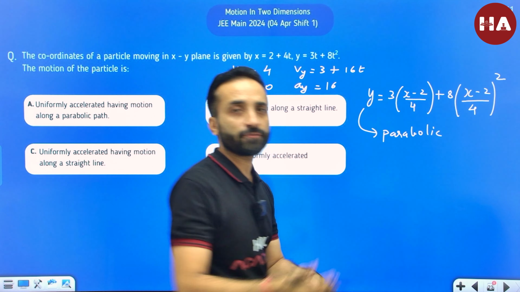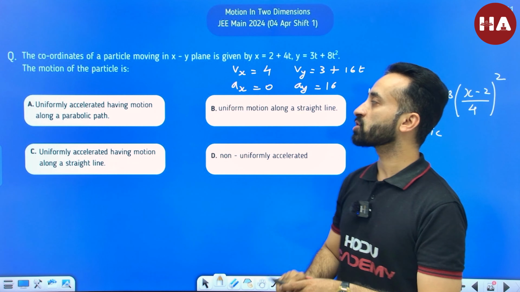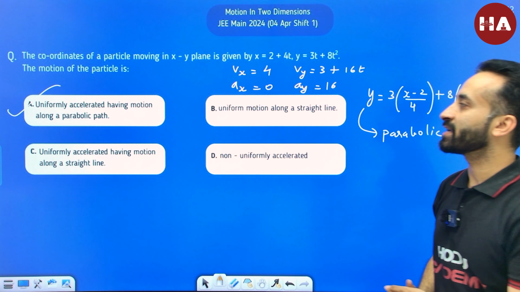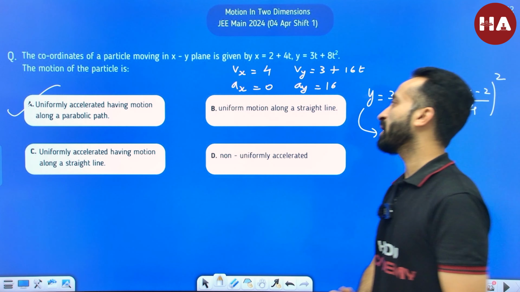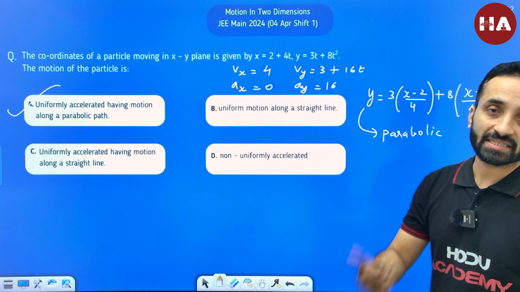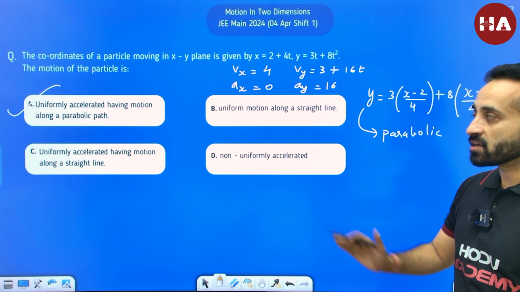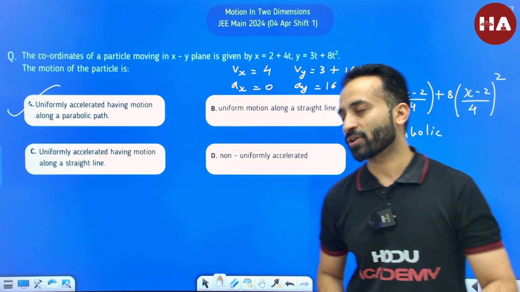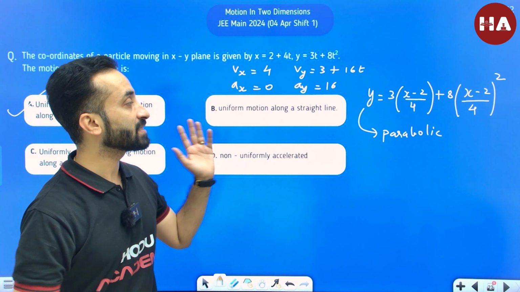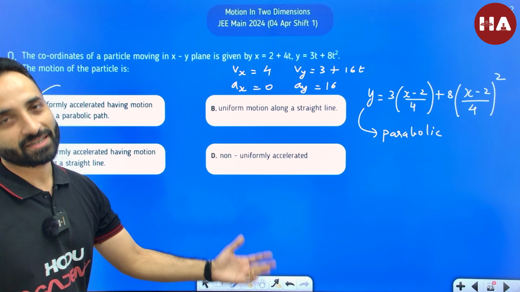Now we have ample information to go through the options. So uniformly accelerated, having motion along a parabolic path looks absolutely right to me. Of course it is uniformly accelerated and is also following a parabolic path. Uniform motion, no, it's not uniform motion. Uniform motion means velocity or let's say speed constant. That's not true. Along a straight line, again not true. Uniformly accelerated, true. Having motion along a straight line, not true. Non-uniformly accelerated, no students. Acceleration does not include a term of time. Hence, acceleration is definitely constant or uniform, and it's not non-uniform. So the correct answer is of course option A.